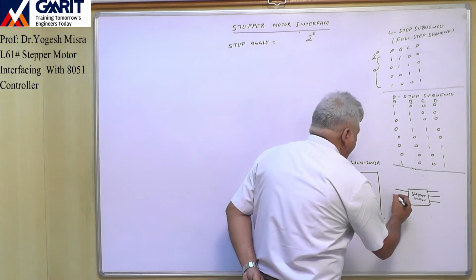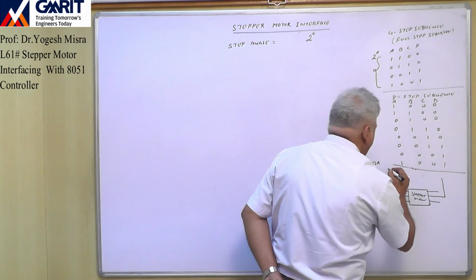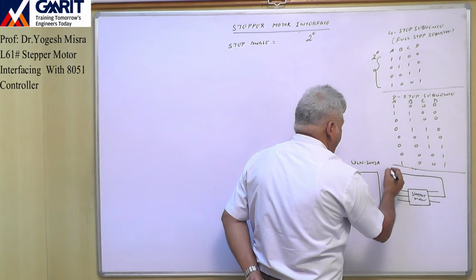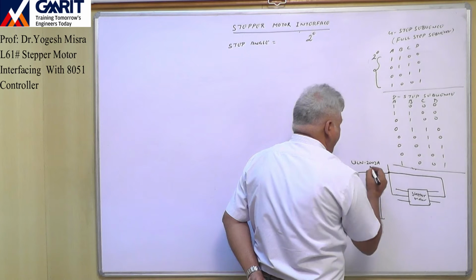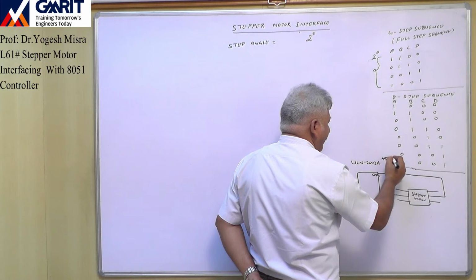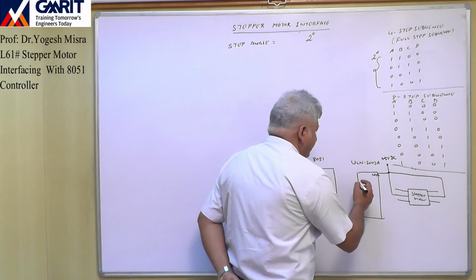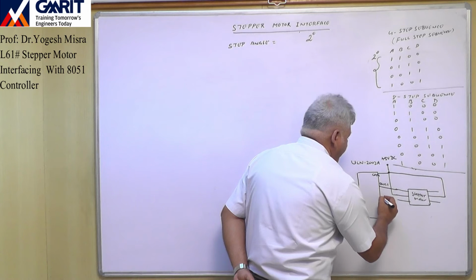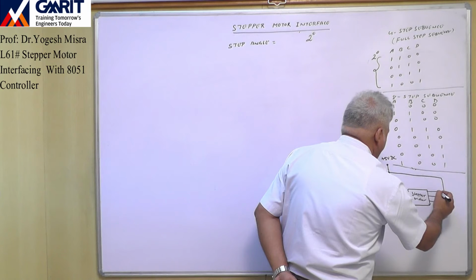So first thing we will do, we will take these common wires, and the common output pin of the ULN is joined together here, and this we will connect to plus 5 volt DC. Now this is out number 1, out number 2.